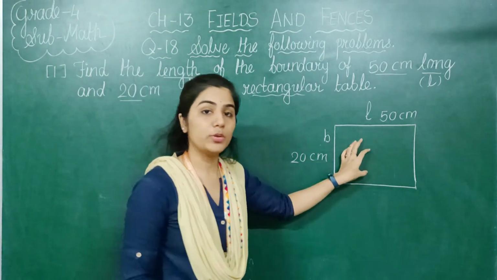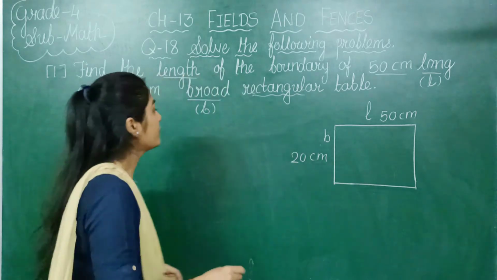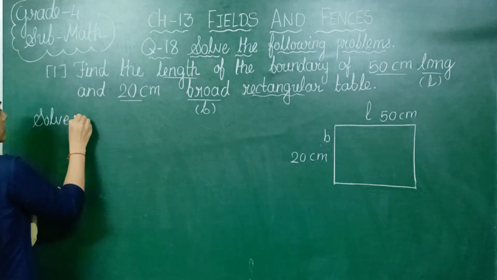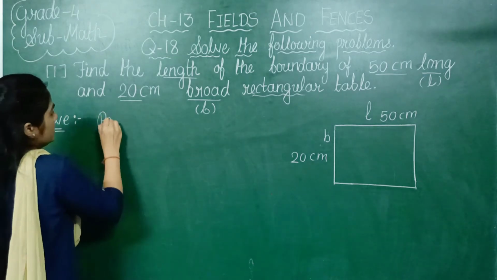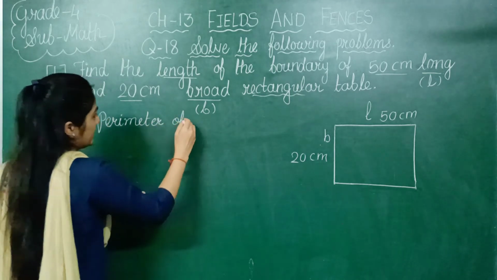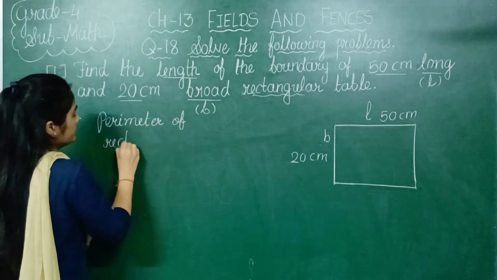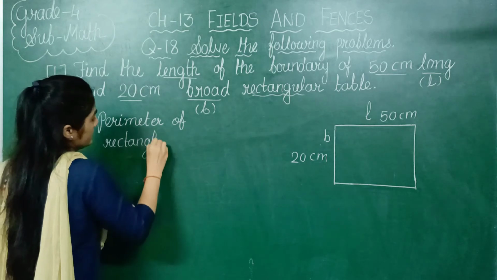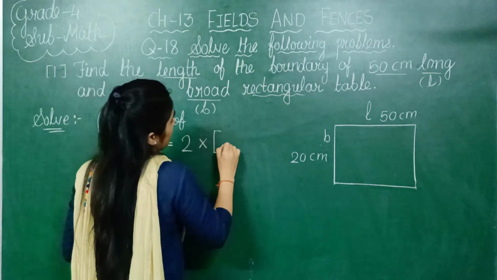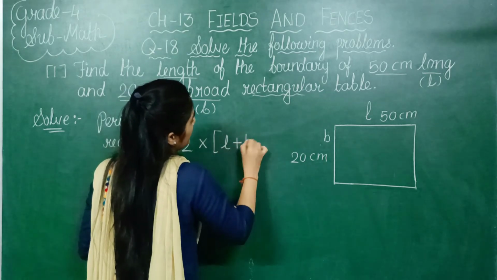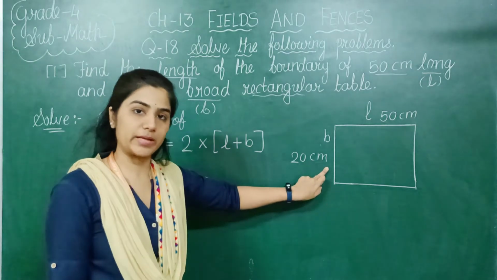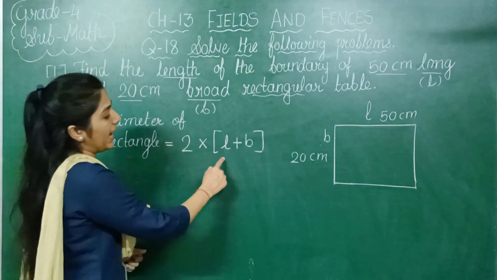shape, the formula we know, right? Which formula are we using for this? So we can write here, perimeter of rectangle is equal to 2 multiply, in bracket we write L plus B. This is the formula to find the perimeter of a rectangle shape. 2 multiply L plus B.